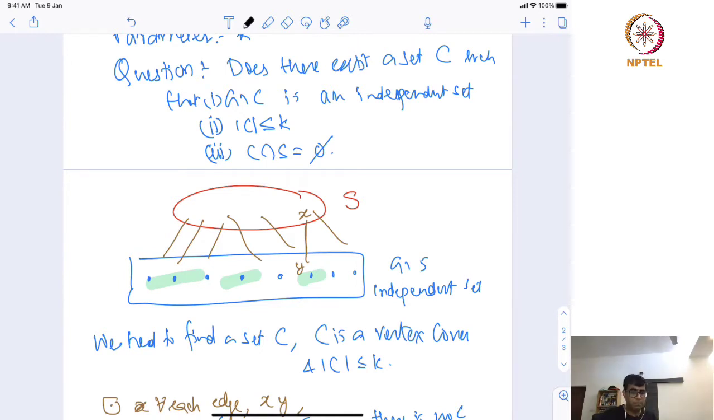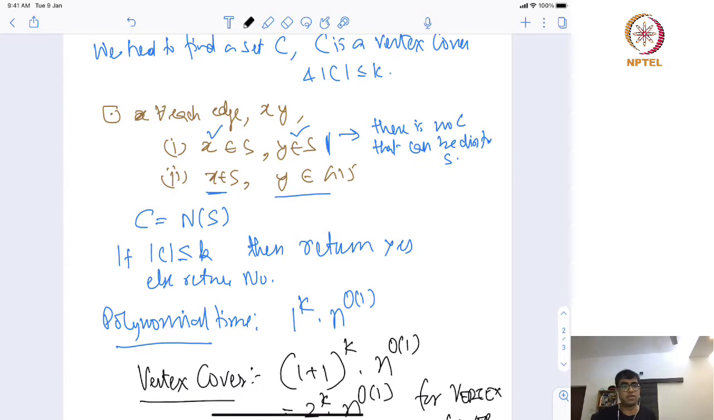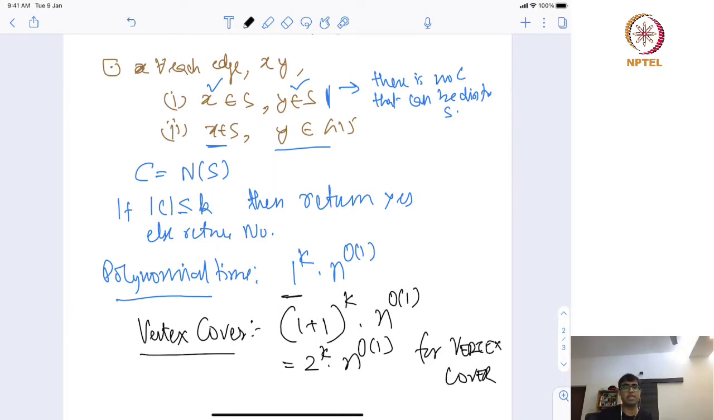So, then you pick them up, check its size. If its size constraint is satisfied, you return yes, else you return no. And you can solve this problem in polynomial time, which is like 1 to the power k into n to the power big O of 1. I wrote this 1 to the power k just to illustrate that if you fit this into the first lecture algorithm, the outline we made, it will lead to a 1 plus 1 to the power k n to the power big O of 1 time algorithm for vertex cover.